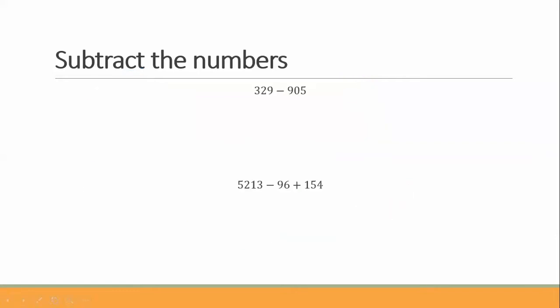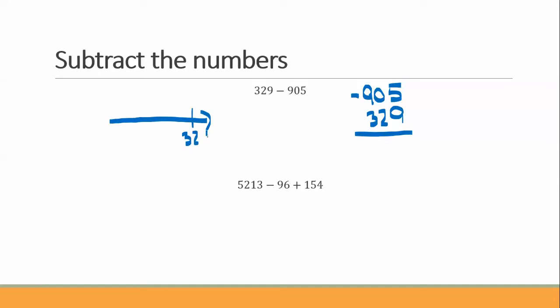Just like we did before, we want our larger number on the top. So our 905 on the top and 329 on the bottom. Again, quickly thinking about this, we have 329, and we're subtracting 905.